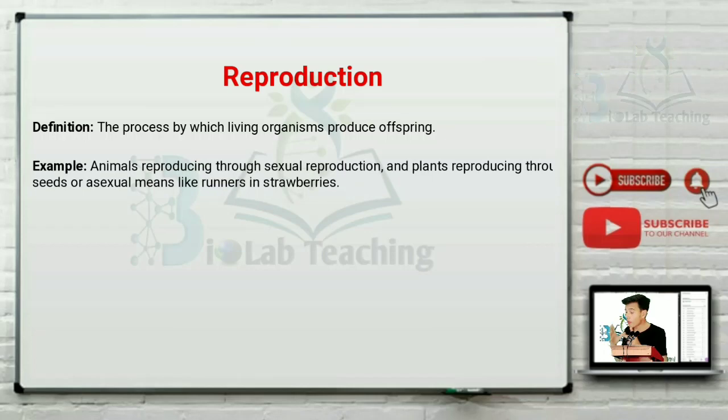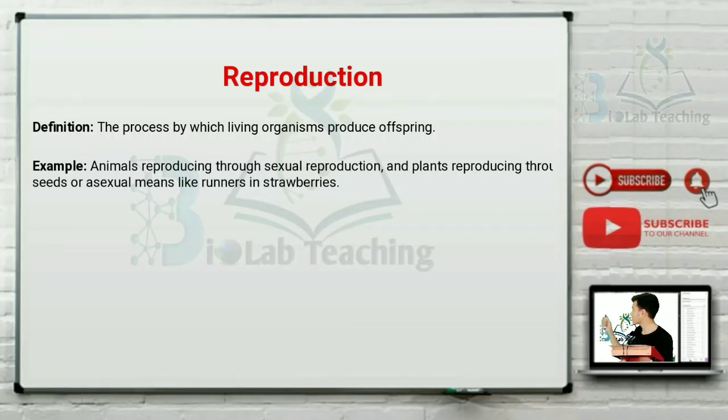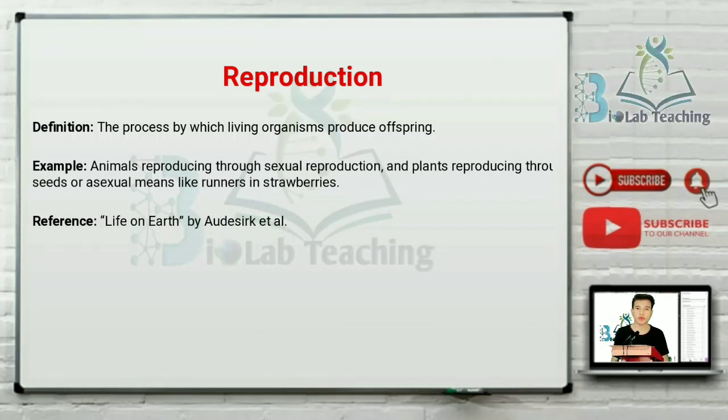For example, animals reproduce through sexual reproduction, and plants reproduce through seeds or asexually, such as runners in strawberries. There are many types of reproduction, like binary fission, multiple fission, budding, asexual and sexual reproduction. All are characteristics of living organisms. Non-living things have no reproduction. Are rocks going to reproduce? No, there is no reproduction in rocks. So reproduction is only a property of living organisms. For references, you can search Life on Earth.